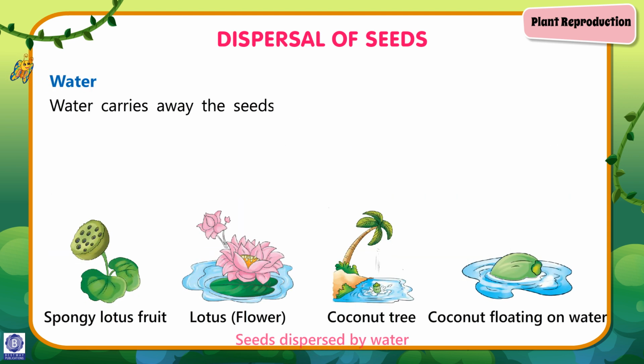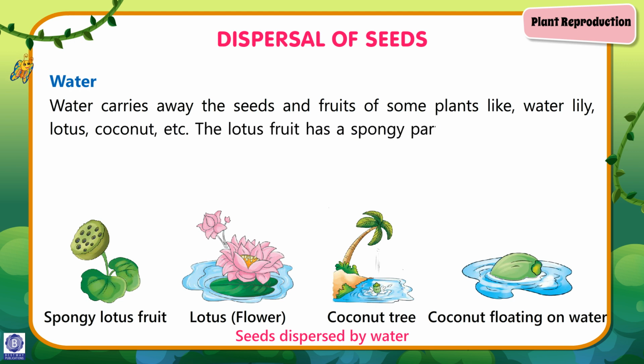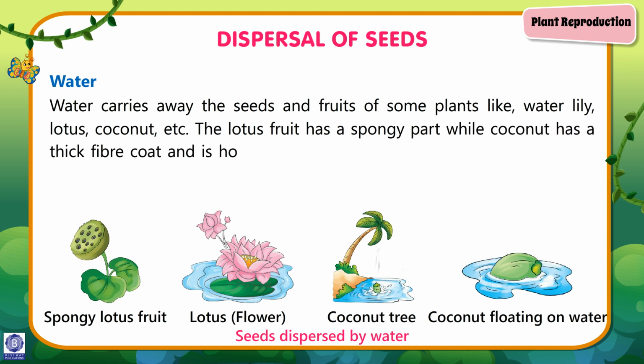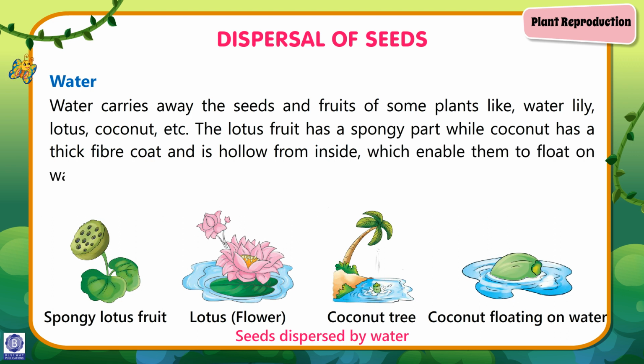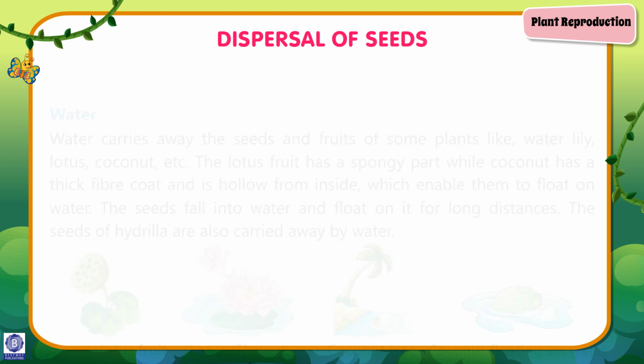Water. Water carries away the seeds and fruits of some plants like water lily, lotus, coconut, etc. The lotus fruit has a spongy part, while coconut has a thick fiber coat and is hollow from inside, which enable them to float on water. The seeds fall into water and float on it for long distances. The seeds of hydrilla are also carried away by water.